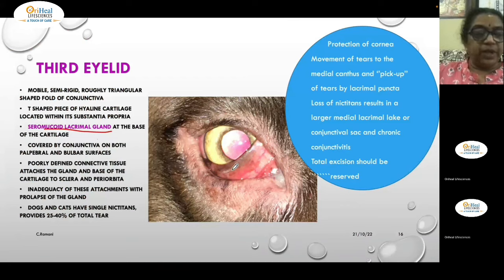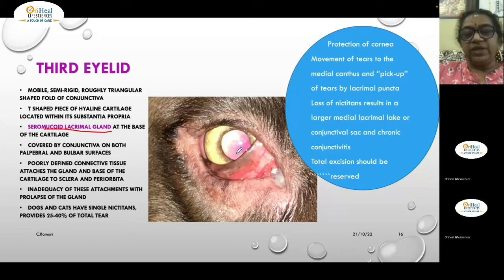You should be knowing that. And the nictitans gland actually secretes about 25% to 40% of the total tear production. So the main advantage of the third eyelid, which is very vestigial in the case of human beings, is the protection of the cornea.